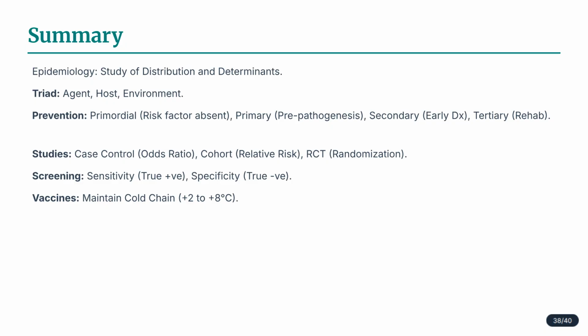In summary, epidemiology studies distribution and determinants, centered around the triad of agent, host, and environment. Remember the 4 levels of prevention and the key epidemiological studies: case control, cohort, and RCT.